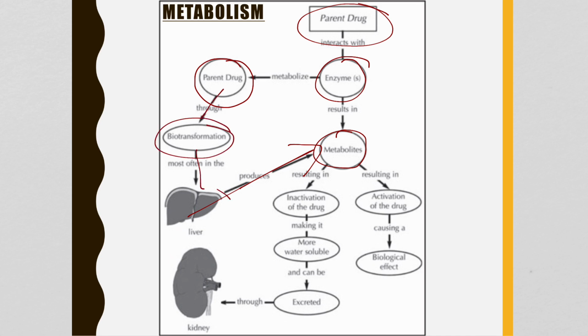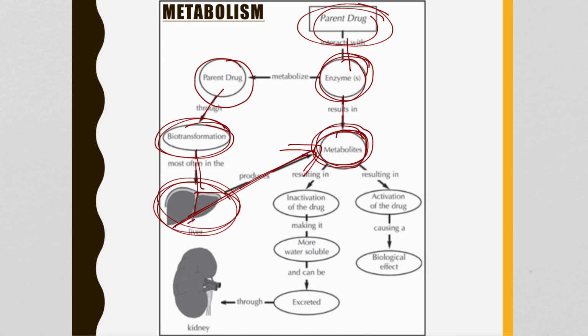But most of that's going to happen where? In the liver. So we either have biotransformation happening in the liver, which produces metabolites, right? The parent drug can also interact with enzymes in the small intestine or gastrointestinal tract, and it can produce metabolites. And then that results in one of two things: either inactivation of the drug, where it stays in the GI tract and becomes inactivated within the actual GI tract.